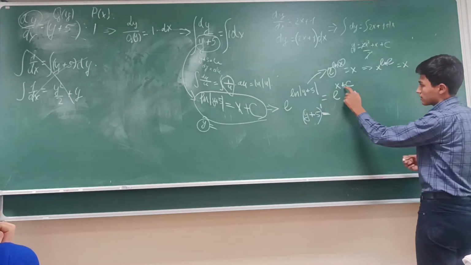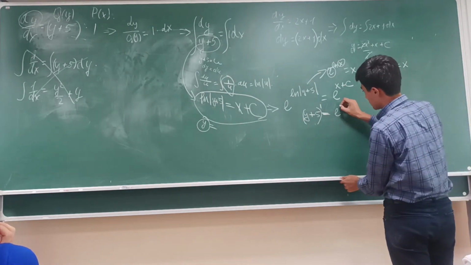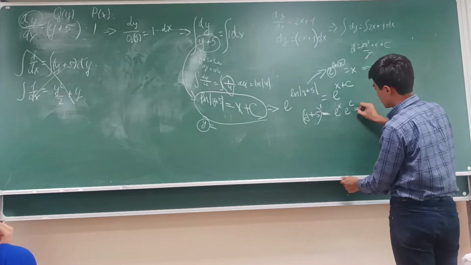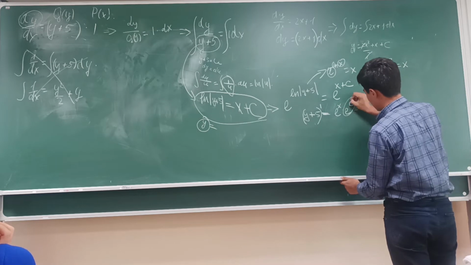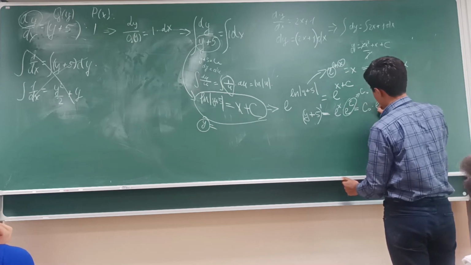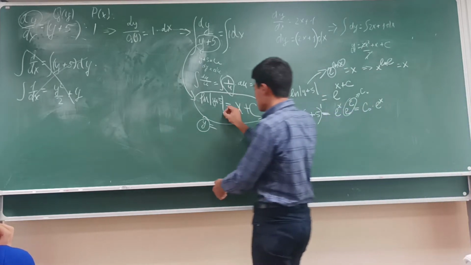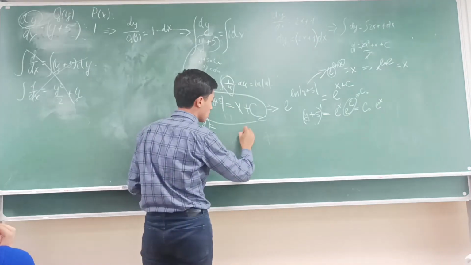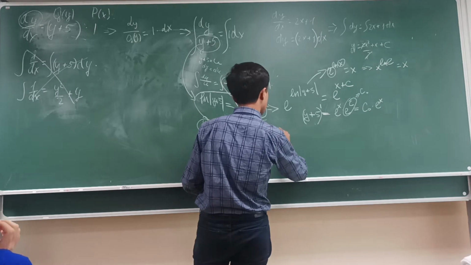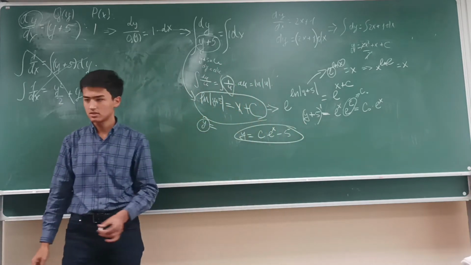So the plus in the power means multiplication. E to the power x, and then c, and you can substitute this c by a new constant c0, and write c0 multiplied by e to the x. So your implicit solution is this, but the explicit solution is going to be y equals c e to the x minus 5. This is your implicit solution.